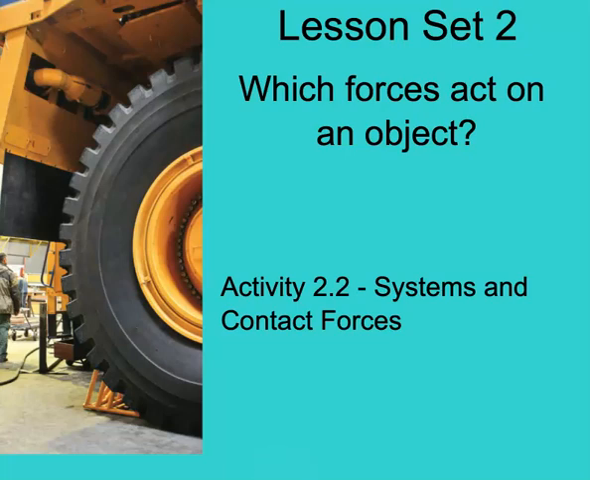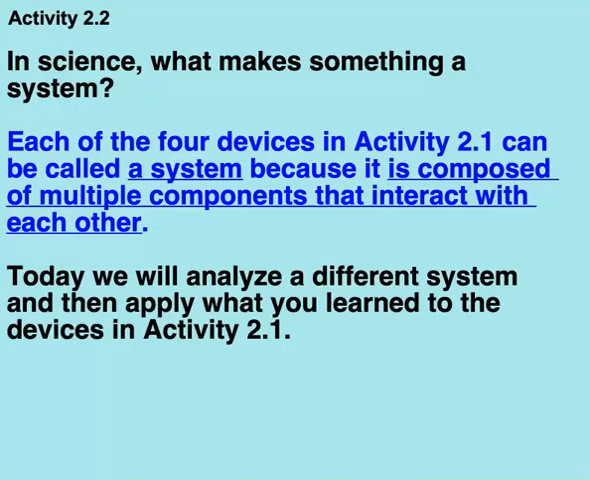So in science, what makes something a system? If you remember back in our last book, we took the basketball and bounced it by itself, then bounced the tennis ball by itself, then bounced the basketball and the tennis ball together. What you found was that when the tennis ball was on top of the basketball, the basketball didn't bounce as high. Where did that energy go?